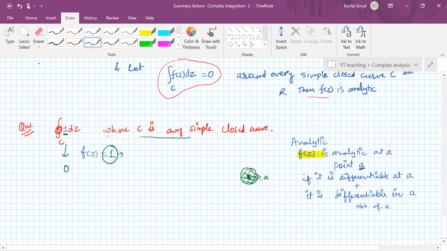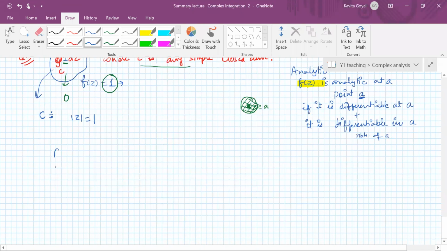You can actually verify this also. If you want to verify it, can you think of how you can do this? Take C as a simple closed curve, the simplest one is a circle, say mod z equal to 1. Can you try to compute this integral of dz along mod z equal to 1? Mod z equal to 1 means z equals e raised to power i theta, where theta is from 0 to 2 pi. Clear? Okay?